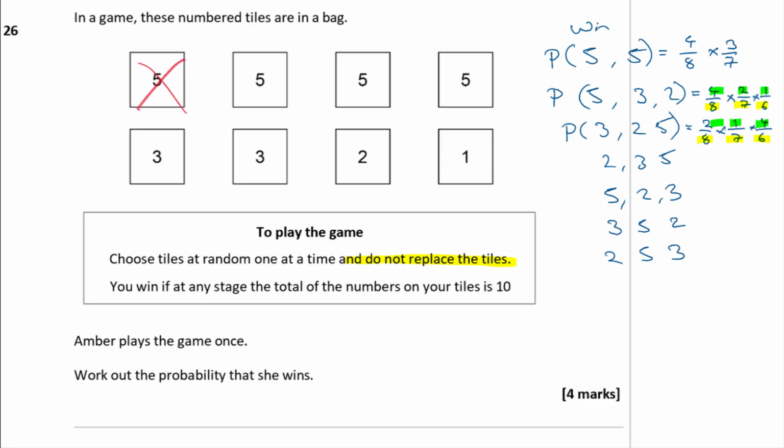So all these different 6 selections will have different fractions, but overall they're going to give you the same answer, because every time you're picking the 5, there are 4 to pick from. Every time you're picking the 3, there are 2 to pick from.